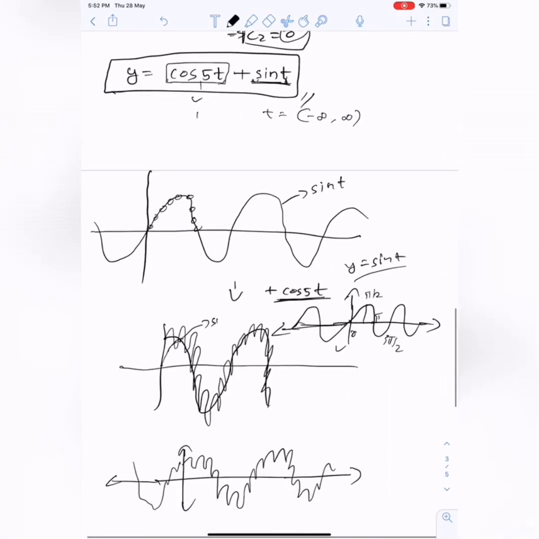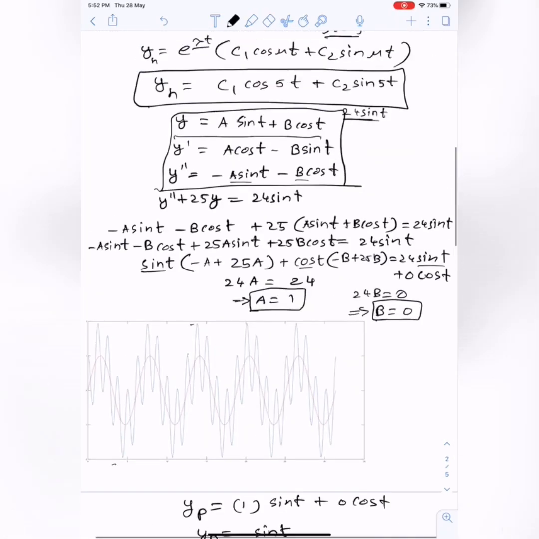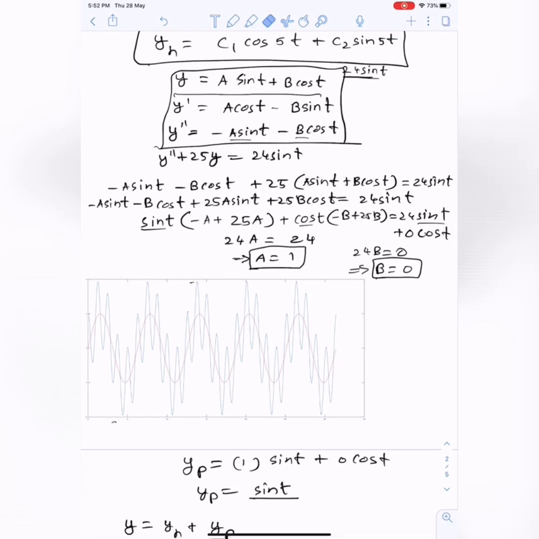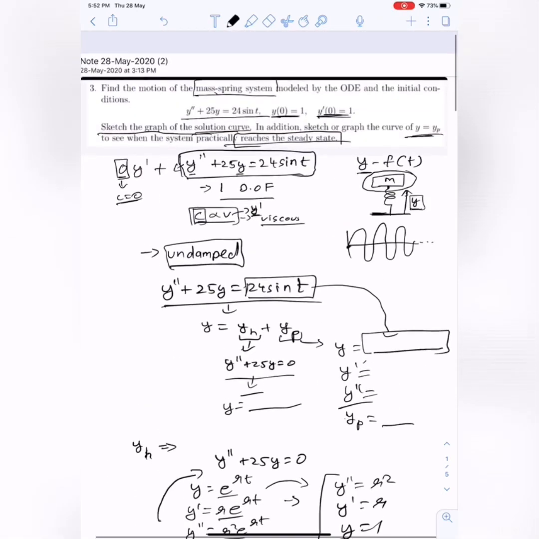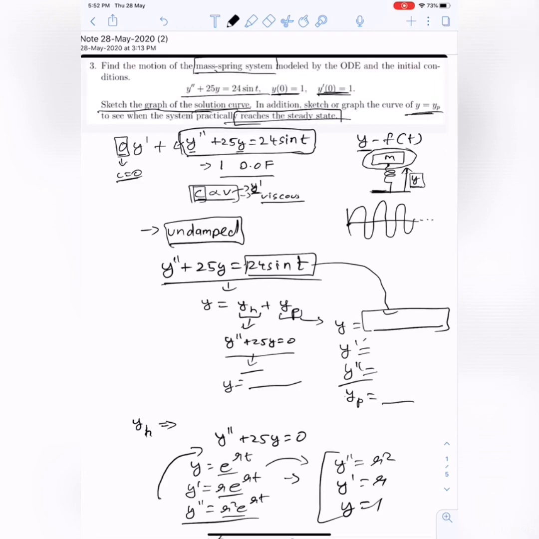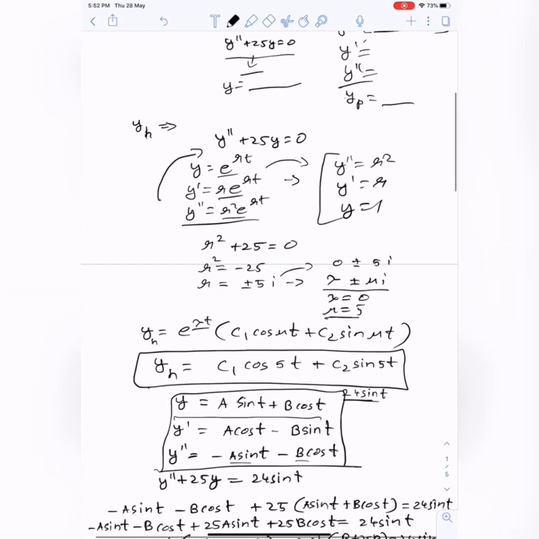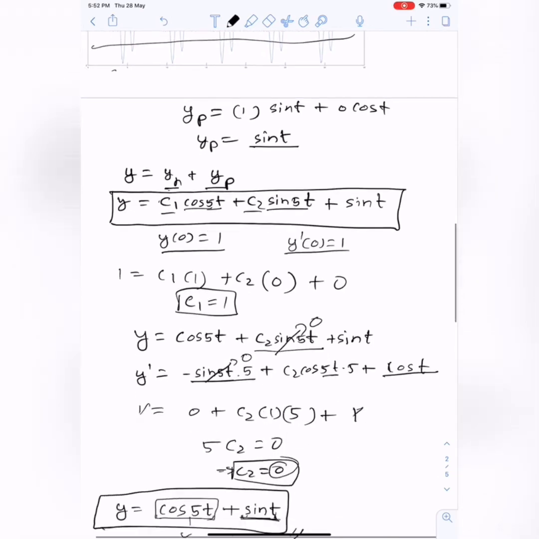So there is no transient state or steady state. It's just an infinite oscillation of the spring mass system. Since there is no damping, it doesn't make sense to define a steady state and a transient state. There is no separate definition between the two. Okay, so this is the solution of our given equation.